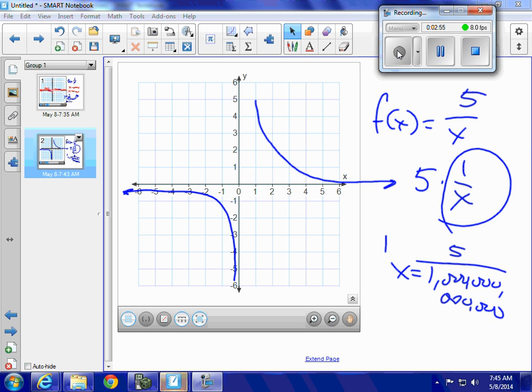So really what I'm saying here is that any time we have a constant over x in our function, our horizontal asymptote is going to be y equals 0. It's going to be the x-axis. Anytime we have a constant over a variable, our horizontal asymptote is going to be y equals 0.